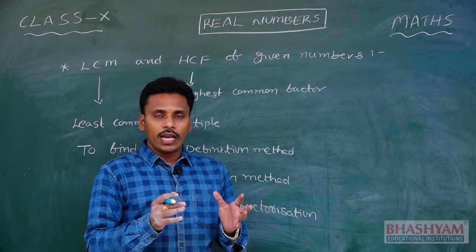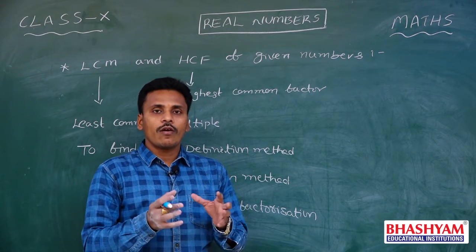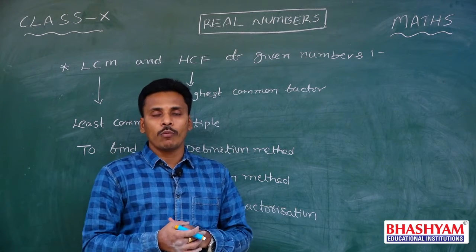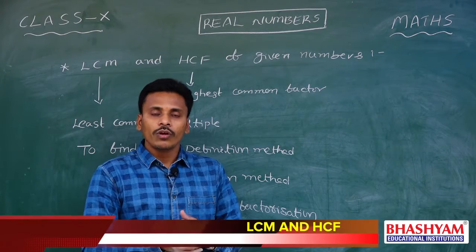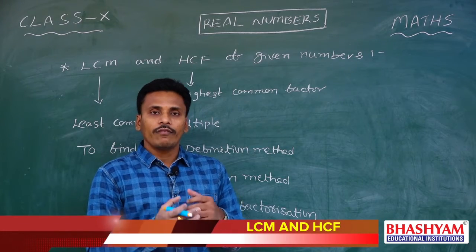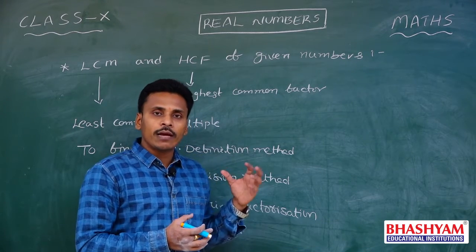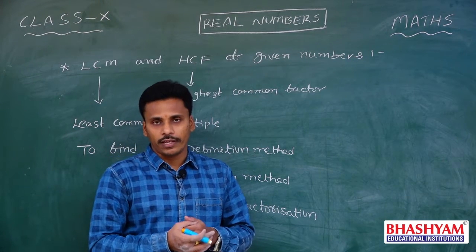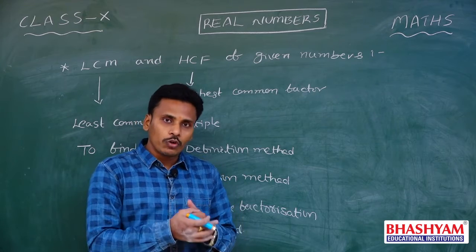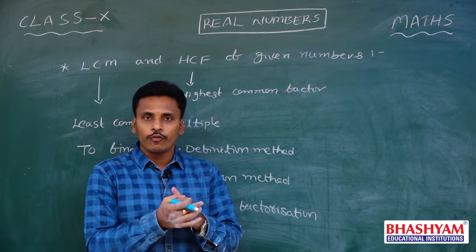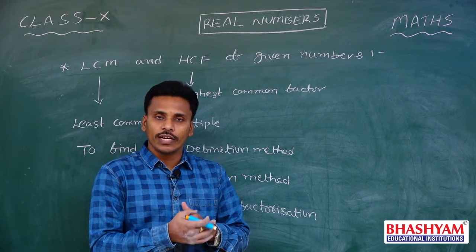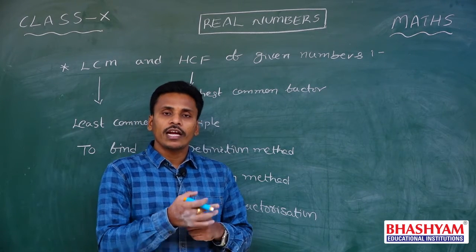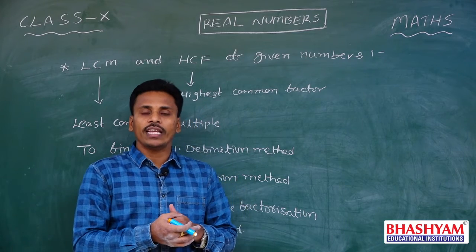Hello students, in the last class we learnt about the fundamental theorem of arithmetic, its statement and a few simple problems related to that. Now in today's mathematics session we are going to find the LCM and HCF of the given numbers using that fundamental theorem of arithmetic. Already you learnt about finding LCM and HCF for the given numbers using the prime factorization method, the definition method and the division method in your earlier classes.